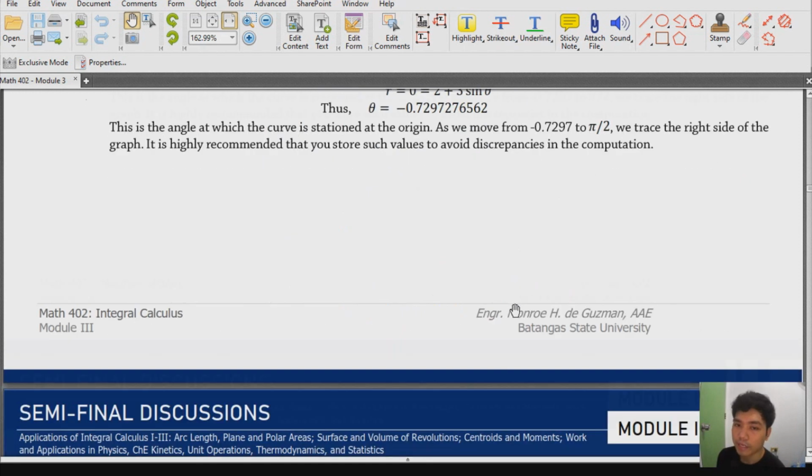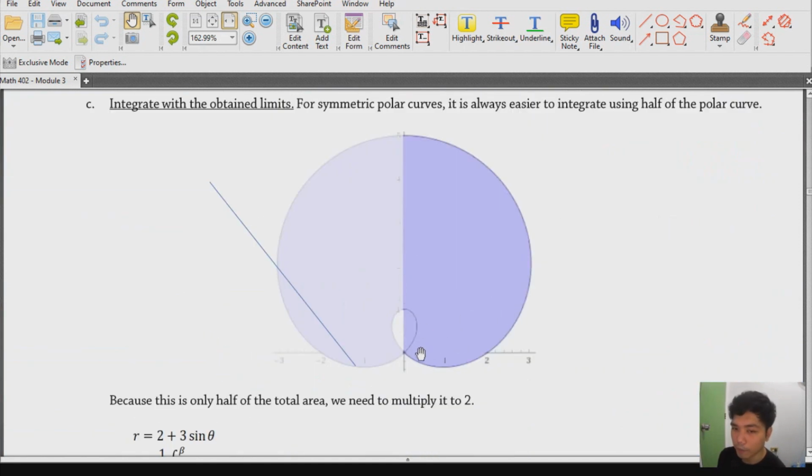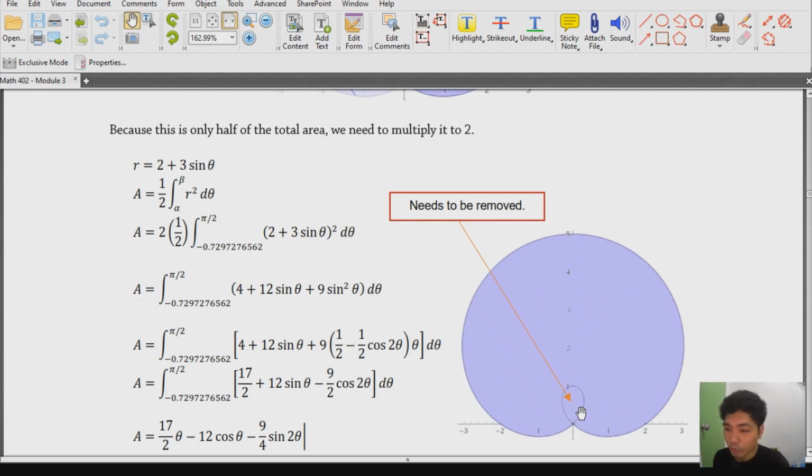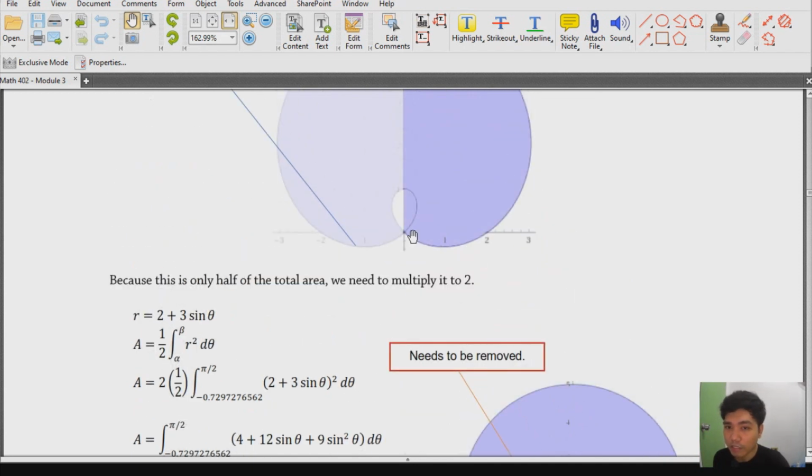So, yun yung right side lang ng graph. And this is how it looks like. So, from that certain point, that is actually 0 to pi over 2. So, ito yung magiging graph natin. But kailangan natin tong i-remove, diba? Kasi inner loop siya. Pero pag tinrace natin tong graph, as in diretso lang siya. So, hindi siya talagang kasama, basically.